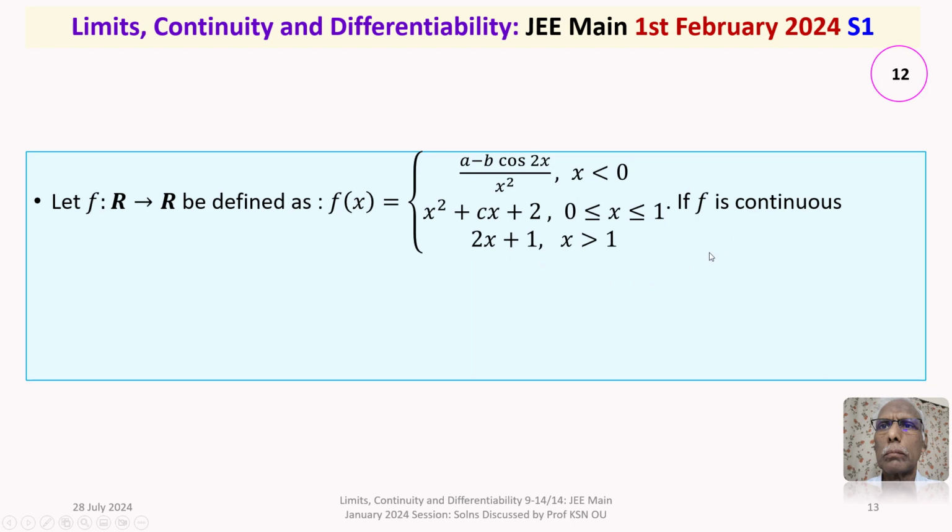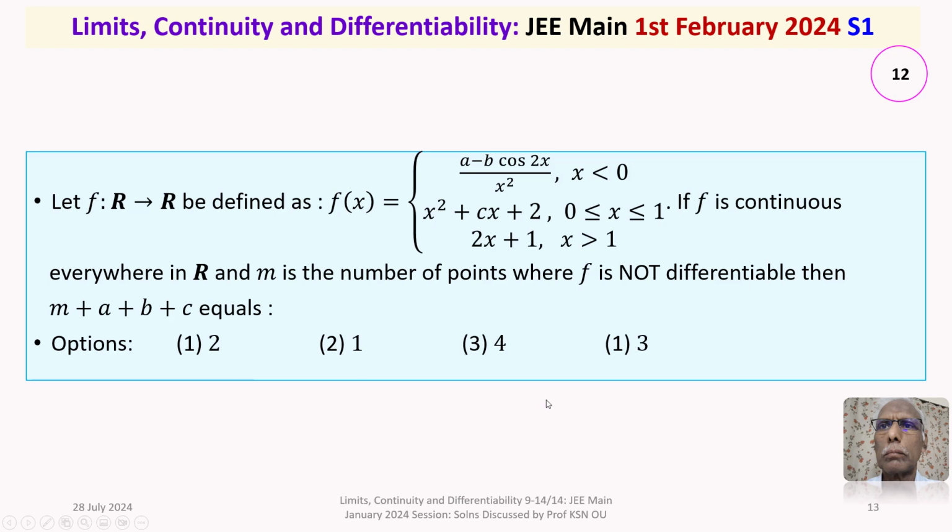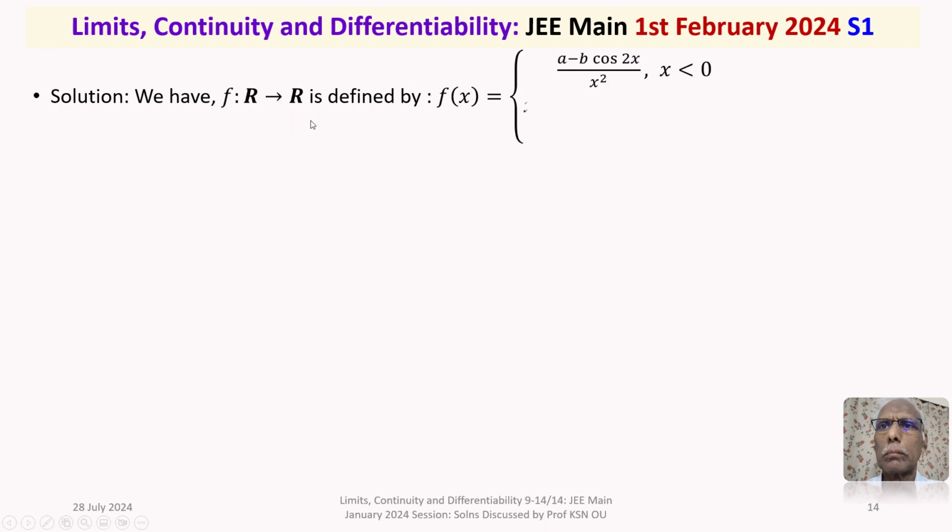If f is continuous everywhere on the whole of the real number line and m is the number of points where f is not differentiable, then m plus a plus b plus c equals, we are given 4 options. Right. Let's now discuss the solution of the problem in detail. So we have this function from R to R defined like this.